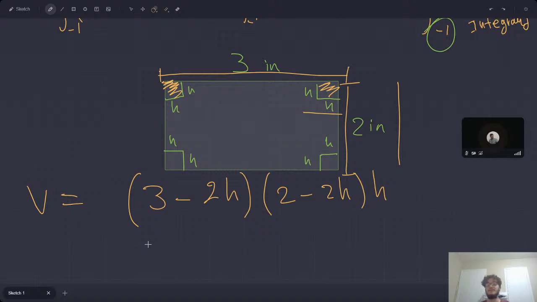Once you have the setup, everything becomes easier because all you got to do is just the calculus. You got to do the math. Over here, you could think of this. Of course, expanding it will be better.